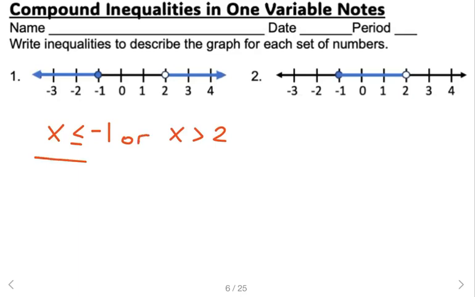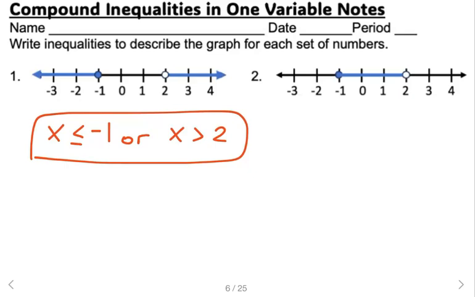So we'll put the word or in between these. There are not values that are greater than 2 and at the same time less than or equal to negative 1. So it's the word or that would join those together.